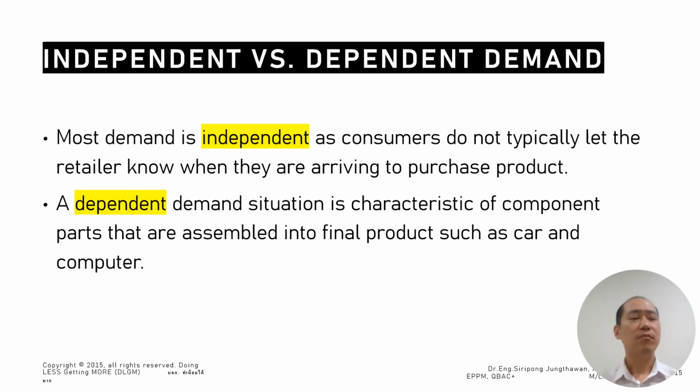And the next one, independent and dependent demand. Most demand is independent, so you can forecast it, you can design for it, and consumers do not typically let the retailer know when they arrive to purchase product. Dependent means the demand situation is characteristic of a component. Independent demand is like drinking water, but dependent demand is like a cap or a label for drinking water. That is, you cannot forecast dependent demand.